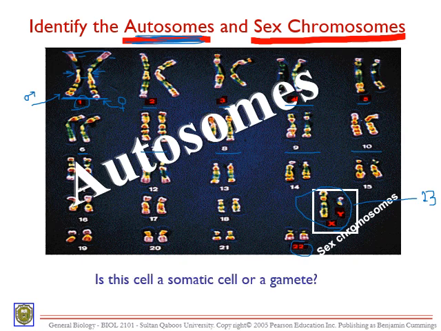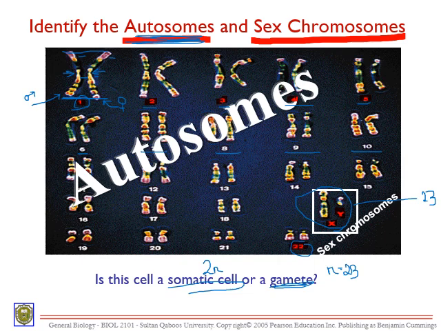Okay, the next question says, is this a somatic cell or a gamete? Is this a picture of chromosomes from a somatic cell or from a gamete? How would you know? Let me give you a hint. A somatic cell is 2n, while a gamete is n, one set. And what's the number in a human cell? n is 23.